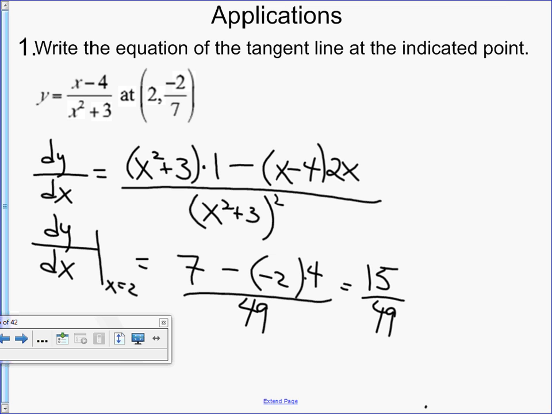We are now ready to write the equation in point-slope form of this tangent line. Because we've got the point, right? That's your x1, y1. And we've got the slope. That's your derivative. Anyone up to it? Cameron, you want to try? Yeah.